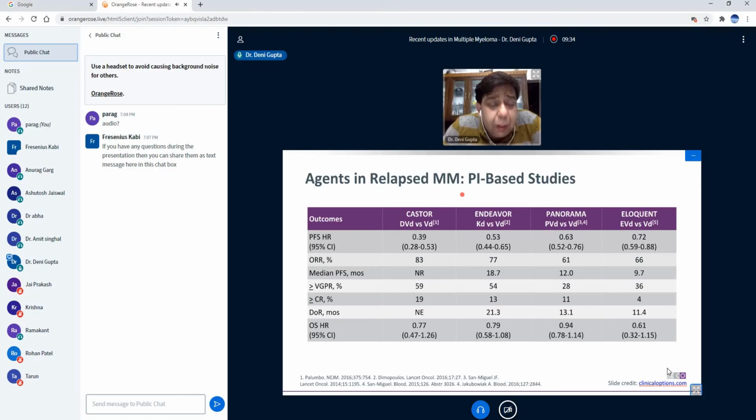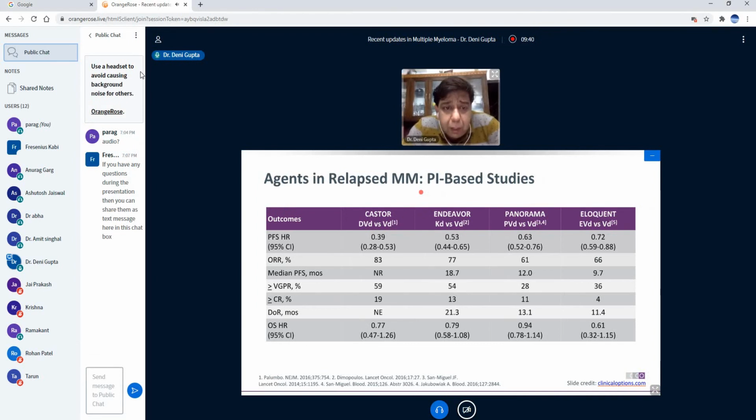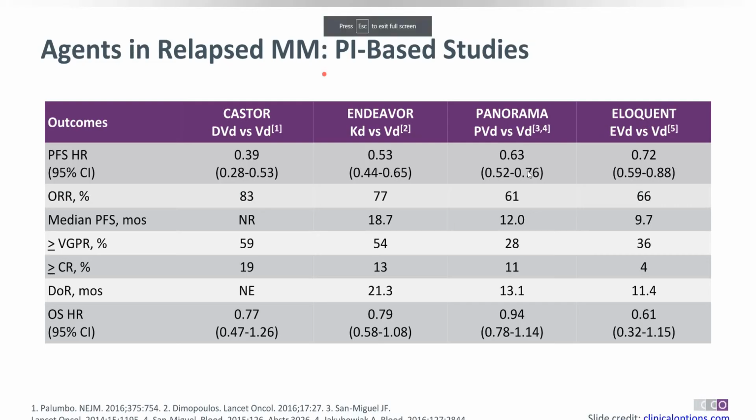So where the patients are not refractory to bortezomib, there are 4 trials we should remember by heart: Castor trial, Endeavor, Panorama, Eloquent. These 4 trials are for those patients who are not refractory to bortezomib. In all of these trials, the control arm is bortezomib. VD is Velcade. Velcade was the original name for bortezomib. Velcade Dexa in all four.